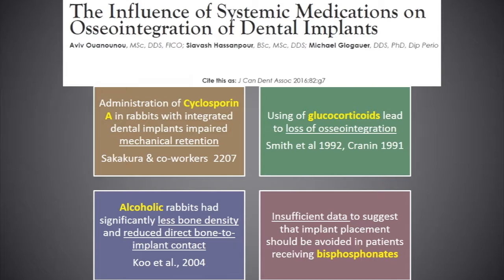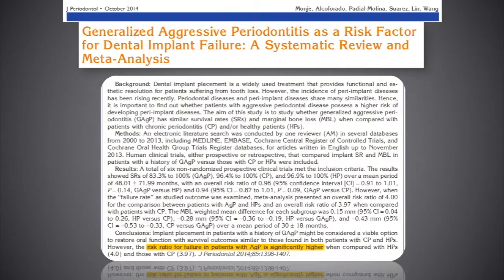Ku et al. in 2004 found that alcoholic rabbits had significantly less bone density and reduced direct bone-to-implant contact. However, up till now, there is insufficient data to suggest that implant placement should be avoided in patients receiving bisphosphonates. From a systematic review and meta-analysis study by Mombelli et al. in 2014, it was concluded that the risk ratio for implant failure in patients with aggressive periodontitis was significantly higher when compared to healthy patients or those with chronic periodontitis.